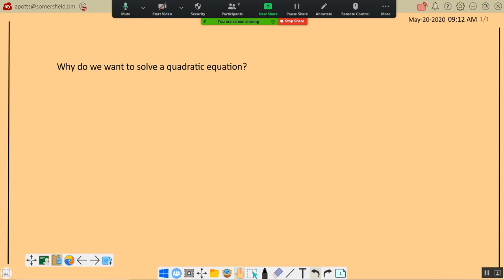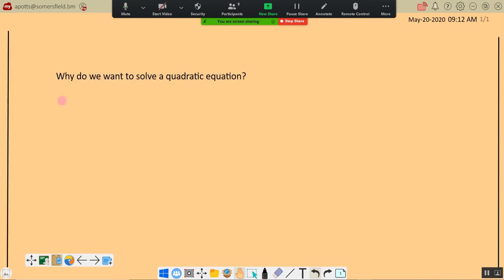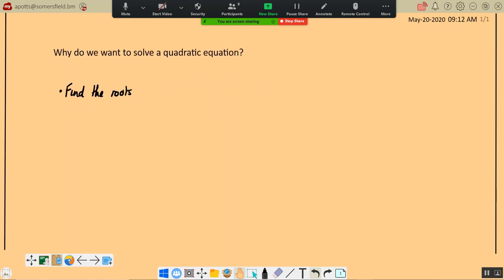Right. Any ideas? Why do we want to solve a quadratic equation? That's what we do. It's not why. But I will write it down. We're going to find the roots. But why would you want to do that? Why do I want to solve any equation?